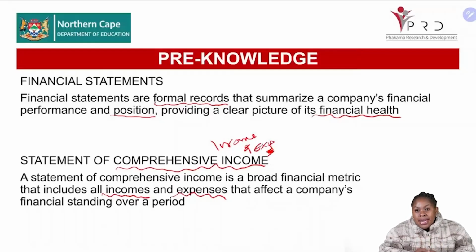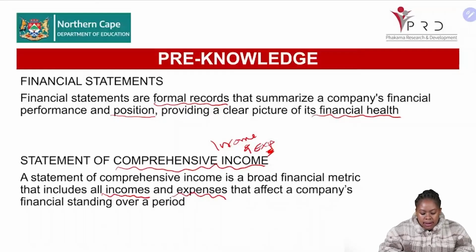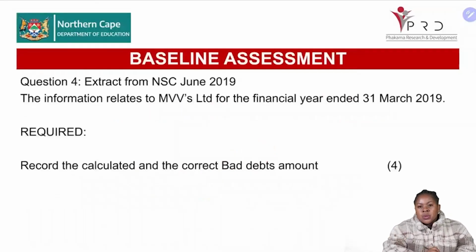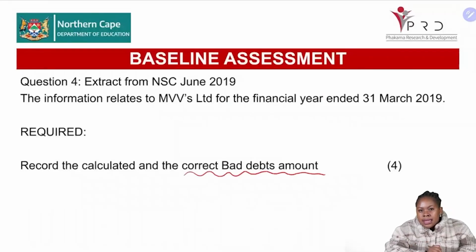Now, we are using the matching principle whenever we are doing the comprehensive income statement because we are matching what we have earned with the financial year, whether we have received the money or not, whether we have paid the money or not. For as long as it is for this financial year, we have to record it in the statement of comprehensive income. Okay, so let us quickly do a baseline activity where you have to calculate the correct bad debts amount in the statement of comprehensive income.